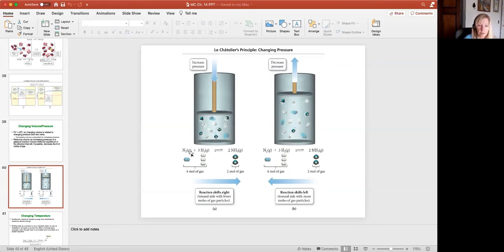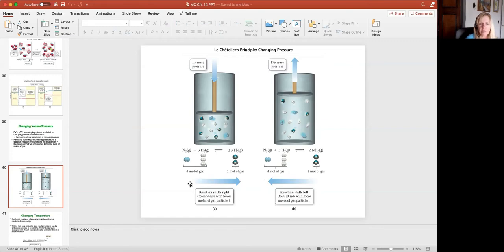So I have 4 moles of gas on this side, 1 mole of N2 for every 3 moles of H2. In that reaction, I'm going to form 2 moles of gas. So if I decrease the volume, I'm going to favor this. If I increase the volume, so I give it more space, it's going to favor the side that has the higher number of moles of gas. So in that way, for a reaction that has gases, I can shift that equilibrium just by changing the volume.